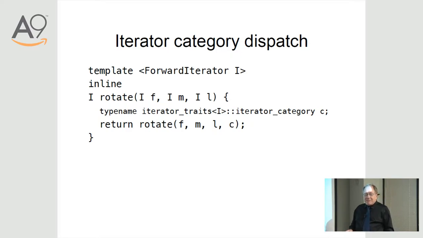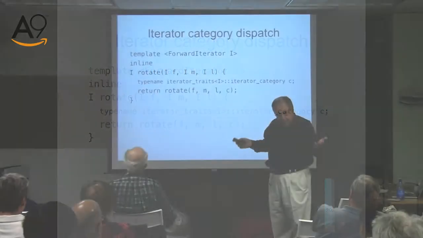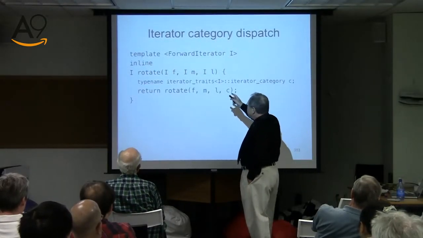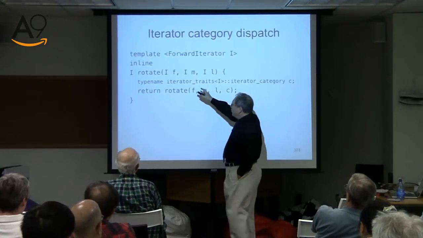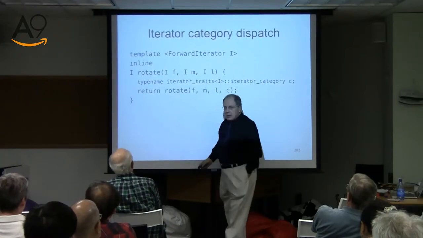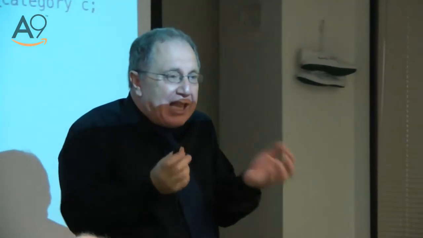This is template metaprogramming mumbo jumbo. And I invented it, and it's horrible. Okay? But we have to do it because we do not have the right mechanisms for doing it. So what we do, we want to do rotate from first, middle, last. And we want the right algorithm for the iterator type being picked.